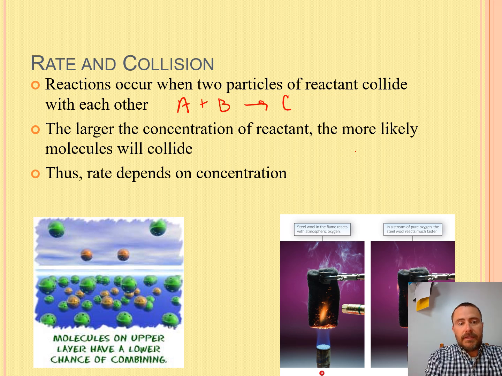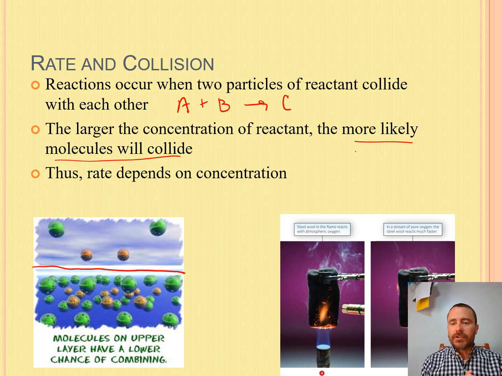Well, if we think about it, here I've got a couple different pictures, but on the bottom, right, let's just say that I had two different layers. Well, notice on that top layer, there's a few particles up there. On the bottom layer, there's a heck of a lot more particles. So if we have a heck of a lot more particles, they are much more likely to hit each other. And if they're more likely to collide, and we need a collision for a reaction to take place, well, the more often they collide, the more often that our reaction happens, thus the rate of our reaction will increase.